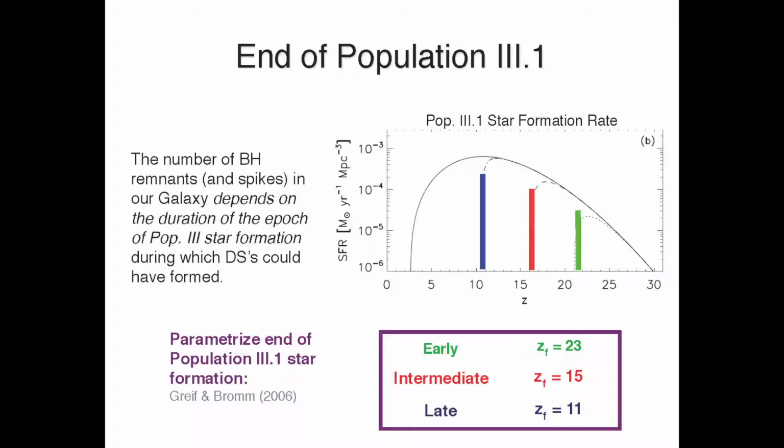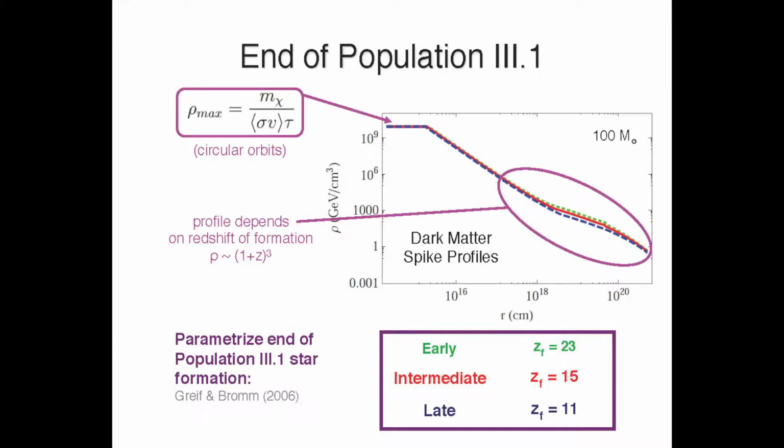And we took 3 different models. So if star formation ended early, so that means that it was only this part of the diagram here. If star formation ended sometime around redshift of 15, or if the first stars ended forming at redshift of 10. Obviously, subsequent generations of stars took over after that. So those are our 3 models. And then we can think about what a dark matter spike looks like in each of those cases.